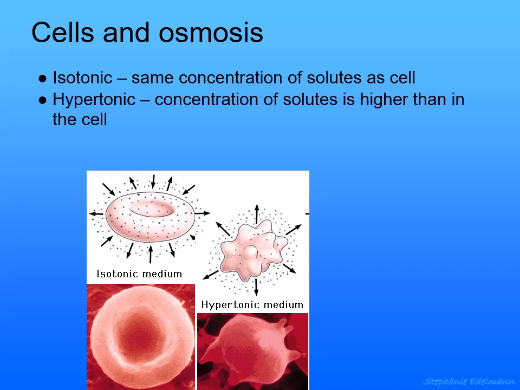Now, if this happens to a red blood cell, what happens is the red blood cell shrinks. And that actually is not a very dangerous thing for a red blood cell. It's not very happy in this situation. But animal cells can shrink, and then they can recover from that again.